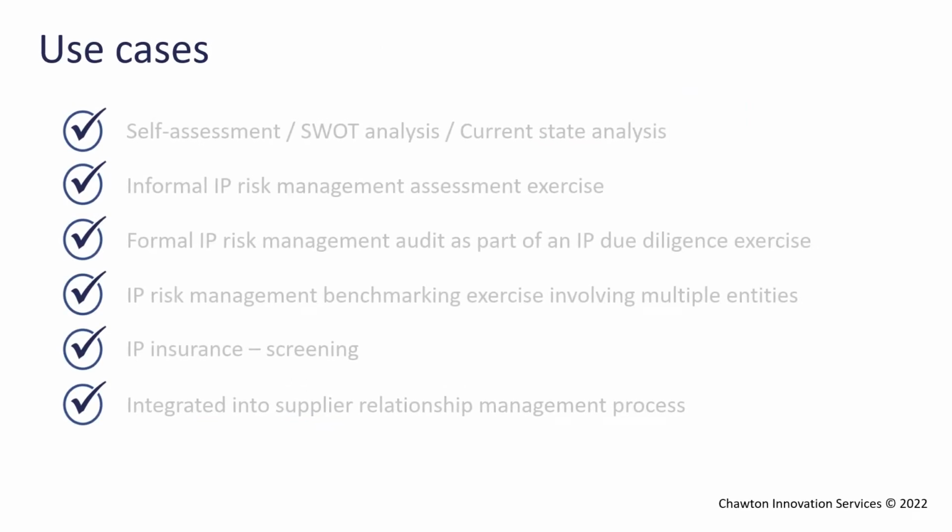There are multiple use cases for the Rowan tool. One simple case is when doing self-assessment, SWOT analysis, or current state analysis. Rowan may be used for an informal IP risk management assessment exercise, conducted, for example, by an IP consultant or IP advisor. It may be used for a more formal IP risk management audit, for example, as part of an IP due diligence exercise. Rowan may be used for IP risk management benchmarking exercises involving multiple entities. It may help with IP insurance, and it can be integrated into a supply relationship management process.